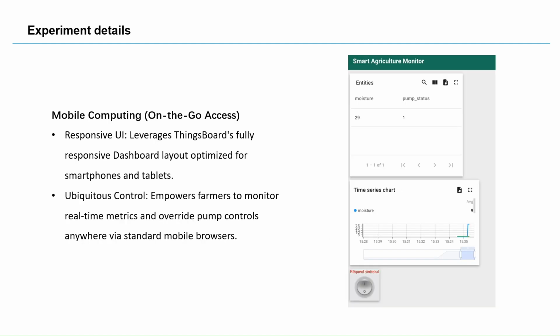Another key feature is mobile computing. You can see this empowers farmers with on-the-go, ubiquitous control, whether at home or in the field. They can always have visibility and control over their irrigation system.